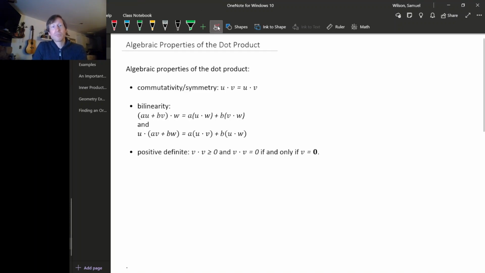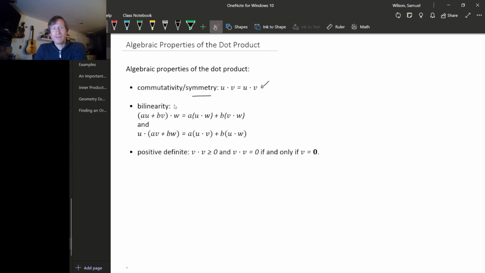So here are the properties of the dot product that are the basics that make it work the way it does. One is that the dot product is commutative, or another way to say that is that it's symmetric. So it doesn't matter which order you do the dot product, you get the same real number either way. Another thing about the dot product is that it's so-called bilinear.